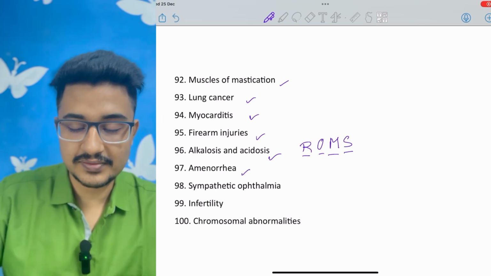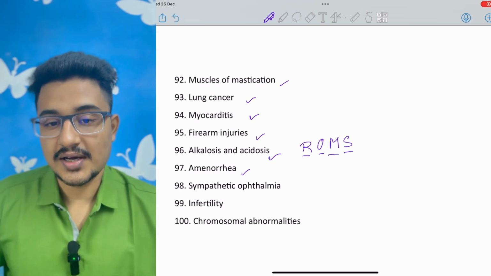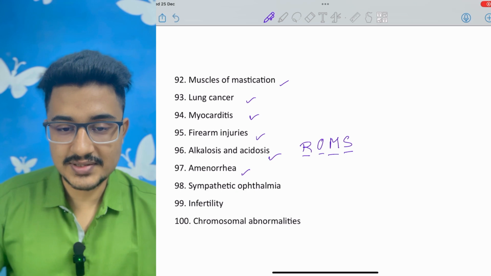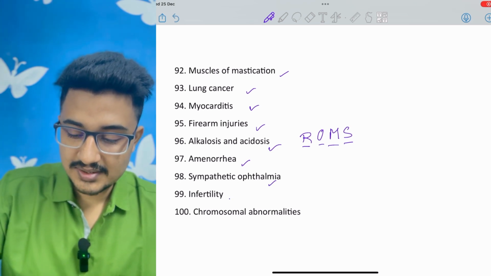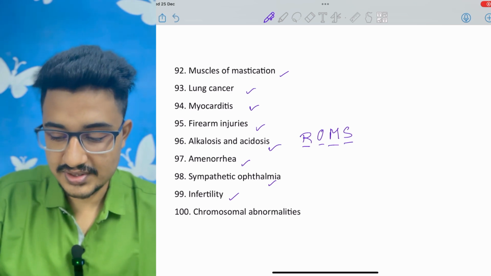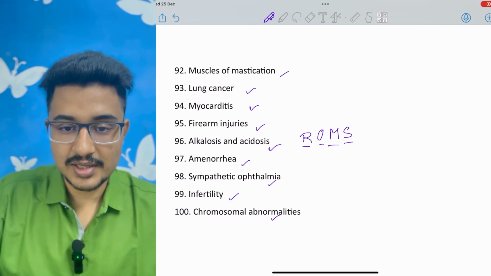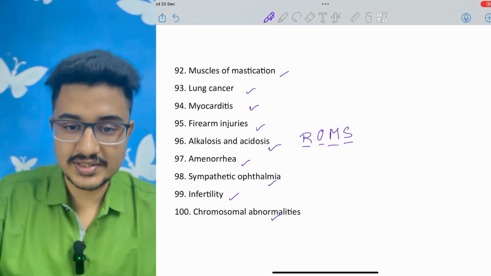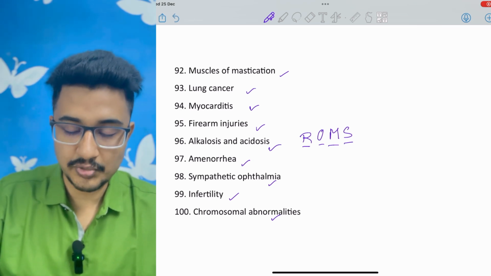Amenorrhea, in case of gynae, it is very much important. What are the different types of amenorrhea? And transverse vaginal septum and imperforate hymens are multiple time asked topics. Sympathetic ophthalmia, infertility, the semen analysis is also included, so this is also important. And chromosomal abnormalities, that is the karyotypic abnormalities like the Turner syndrome, Down syndrome, Patau syndrome, Edward syndrome, these are important, and their antenatal screening is important.